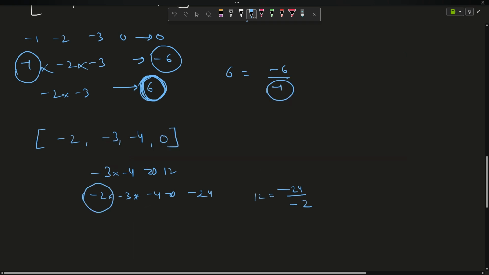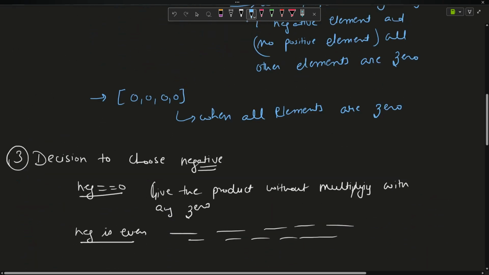-2 is the smallest negative element in terms of magnitude, but -2 is also the maximum negative element. So my answer is kind of forming up.